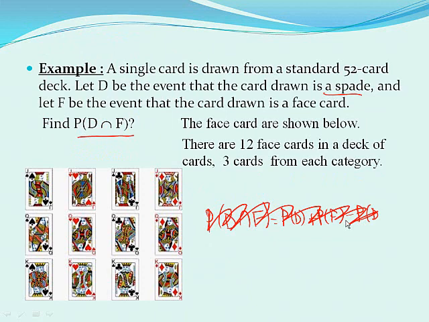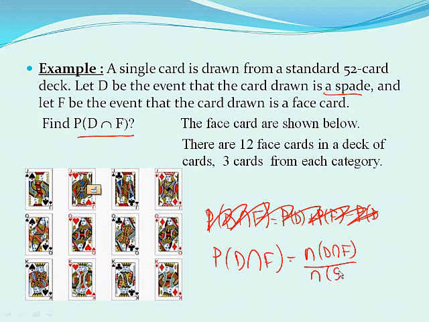A single card is drawn from a standard 52 card deck. Let D be the event that the card drawn is a spade, and let F be the event that the card drawn is a face card. What is the probability of the event D and F, or D intersection F? The probability of D intersection F is equal to the number of elements of D intersection F divided by the number of elements of the sample space. There are 52 cards, so the number of elements in the sample space will be 52. D intersection F will be a face card and a diamond. We know that there are 3 face cards that are diamonds, so the numerator will be 3. So the answer will be 3 over 52.